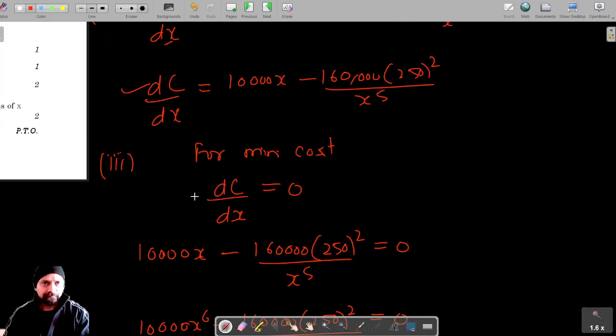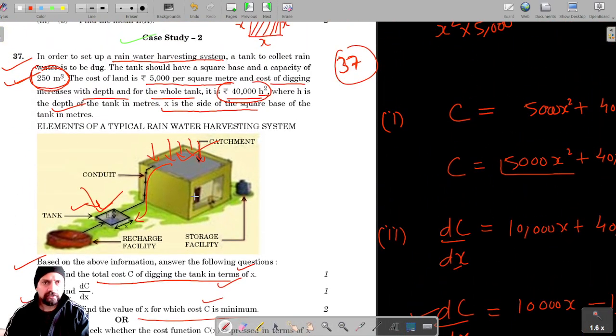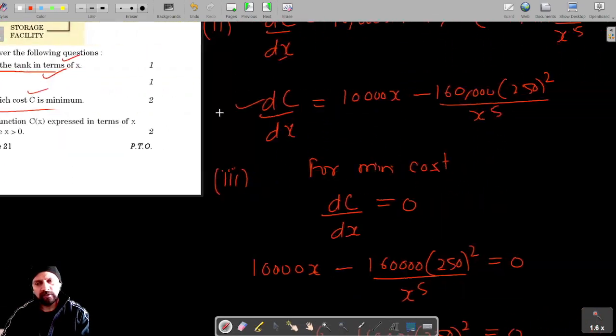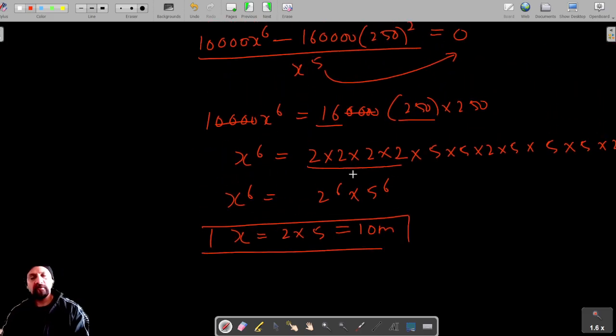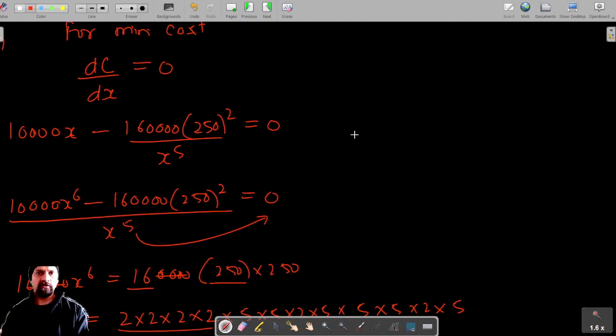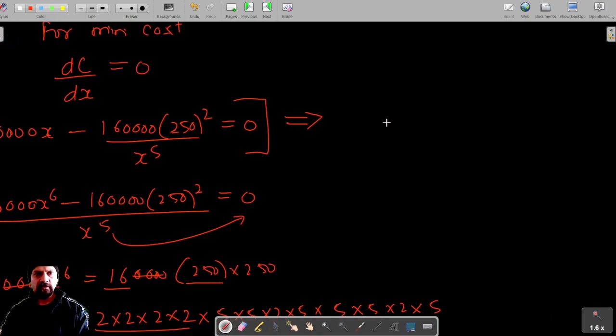So 10 unit is the cost. So sorry, 10 is the side of the square base of the tank in meters. So this is 10 meter. And we have to make sure that when it's dug for 10 meter, the cost is minimum. So that means we have to find the second order derivative. So this is the first order derivative, and let's find out the second order derivative.